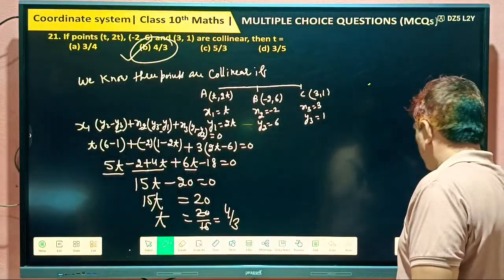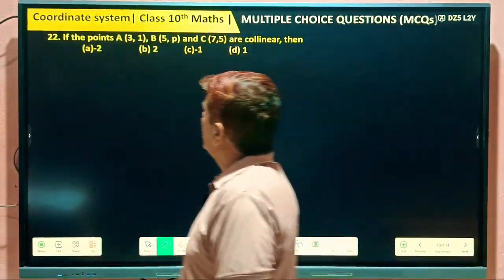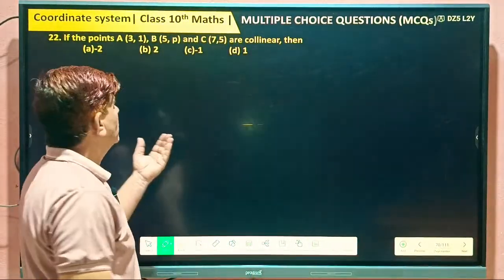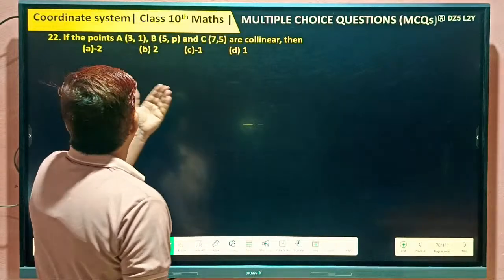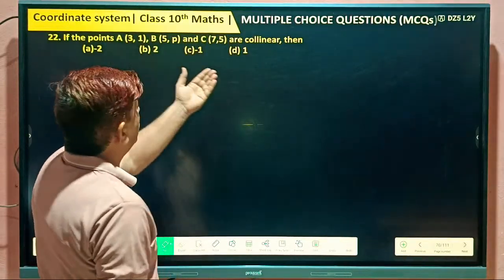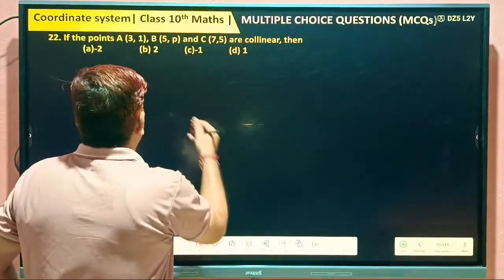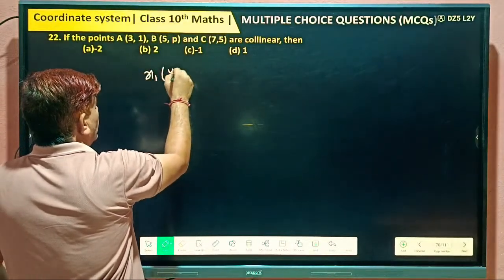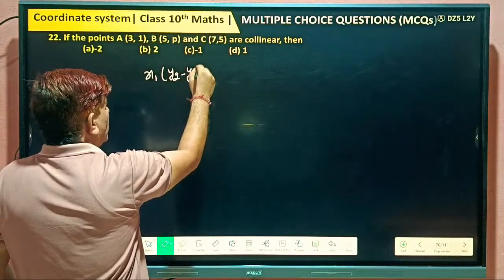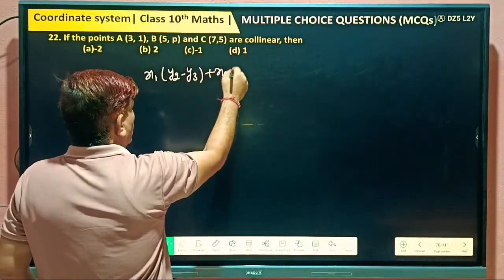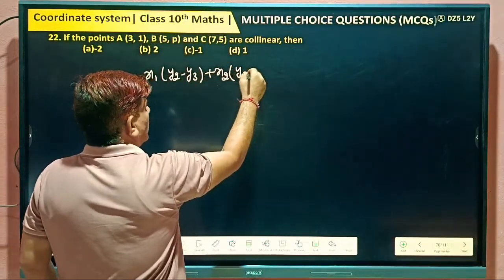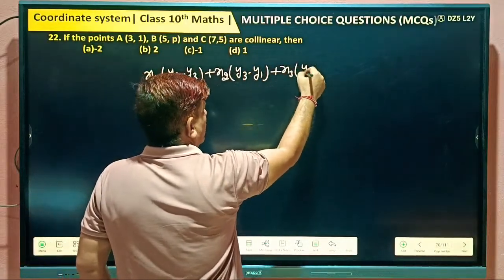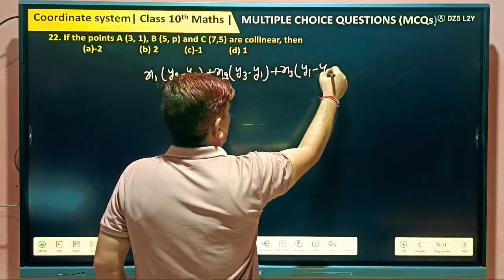Next, if the points A, B, C are collinear, related to that, then find out the value of p. So directly we can apply which formula? This one: x1(y2 minus y3) plus x2(y3 minus y1) plus x3(y1 minus y2).